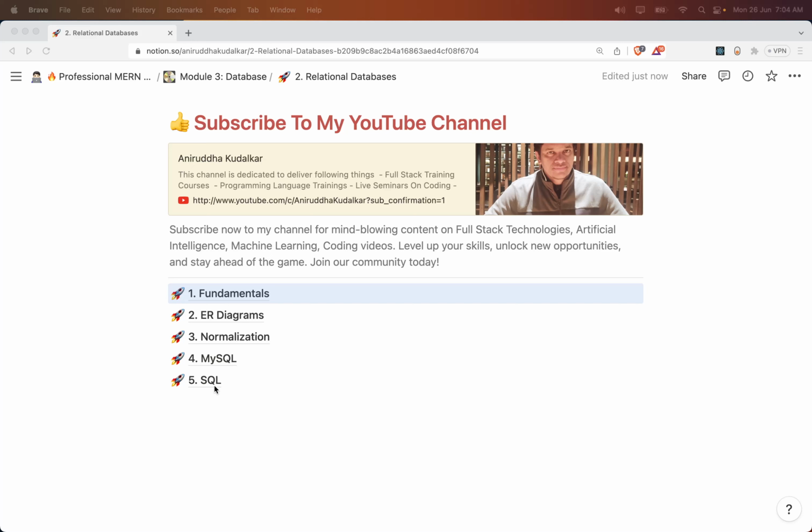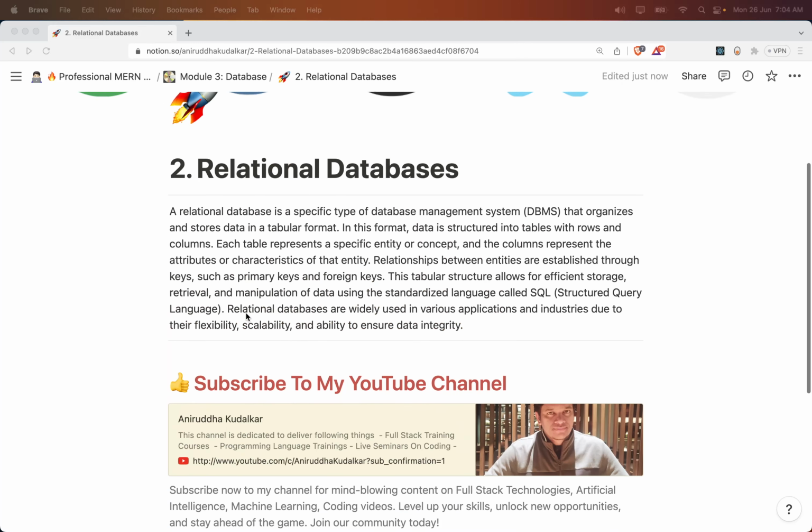What is SQL? What's the role of SQL? What are the different queries? These things we will see in the relational databases.